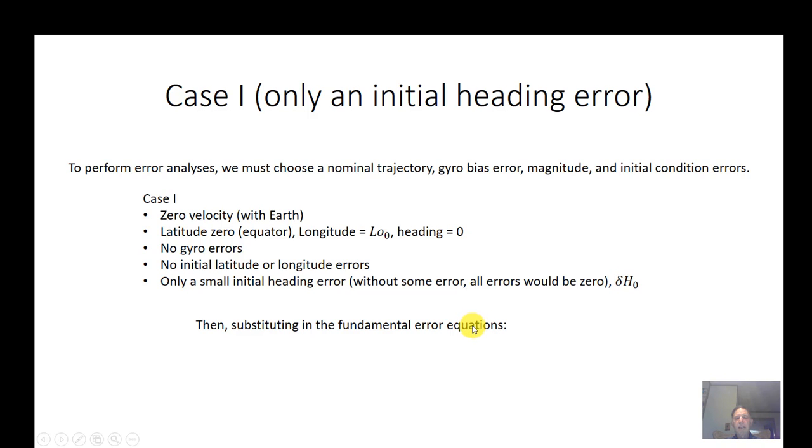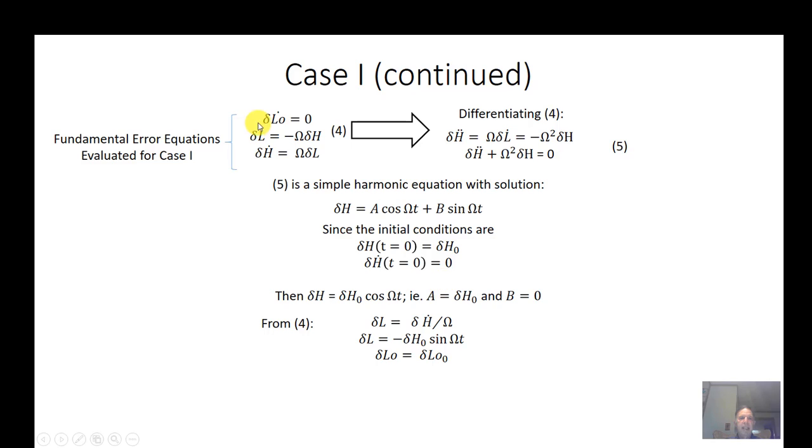Then substituting this nominal trajectory into the fundamental error equations, we obtain delta LO dot equals 0, delta L dot equals minus omega delta H, and delta H dot equals omega delta L. These are the linearized fundamental error equations for our very simplified case, and specifically for the case of case 1, where we're going to solve it for an initial condition of delta H0.